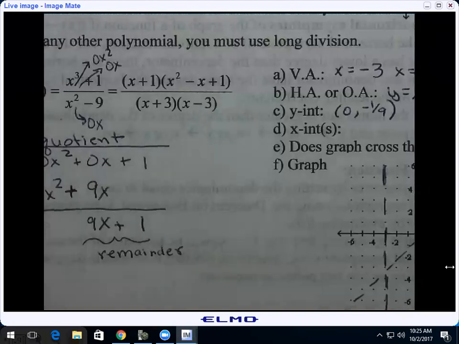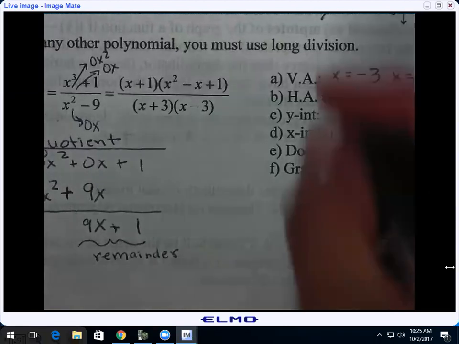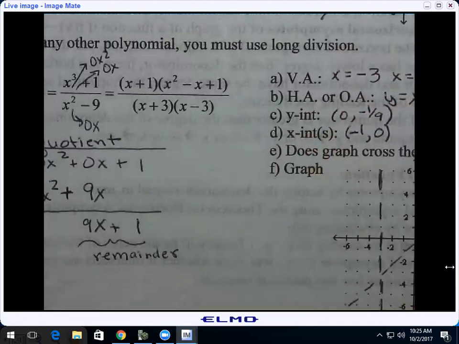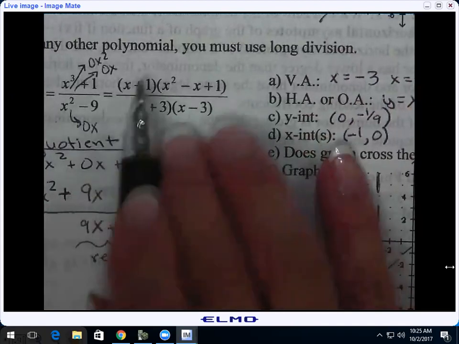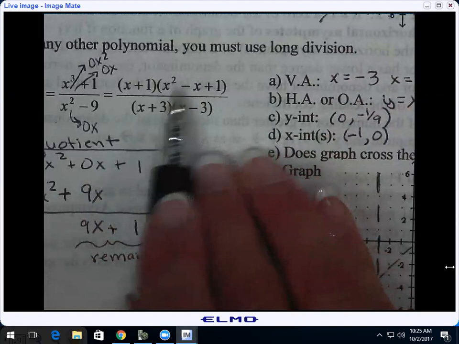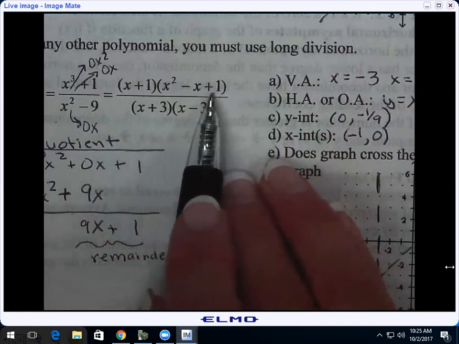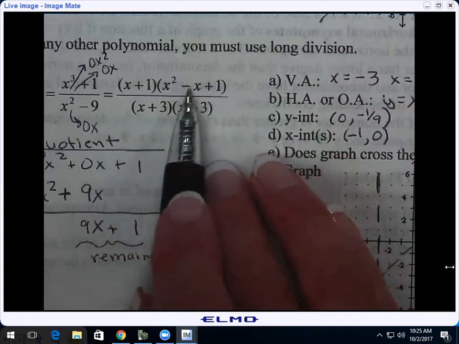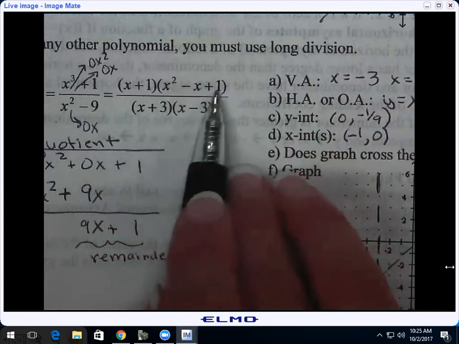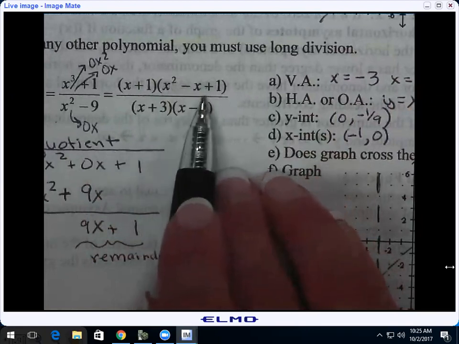What's one of my x-intercepts? All right, you took the easy one, left me with the hard one. I wonder if there's a solution to x squared minus x plus 1. I know it won't factor any further. There aren't any factors of 1 that have a difference of 1, but does not factoring further automatically mean there's no solution to this? No.